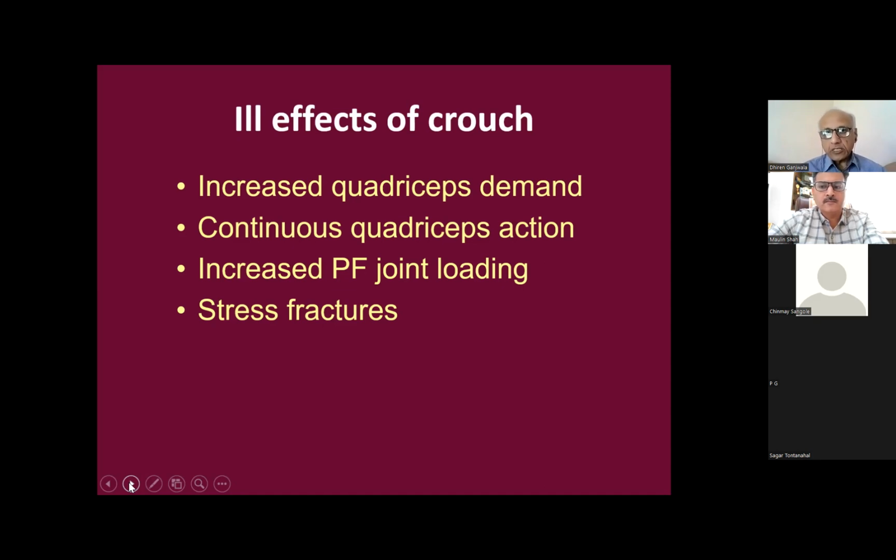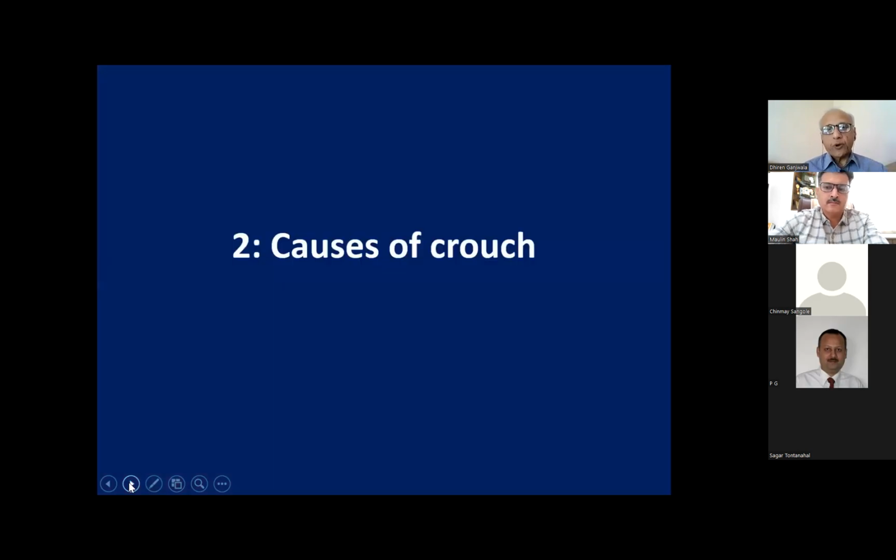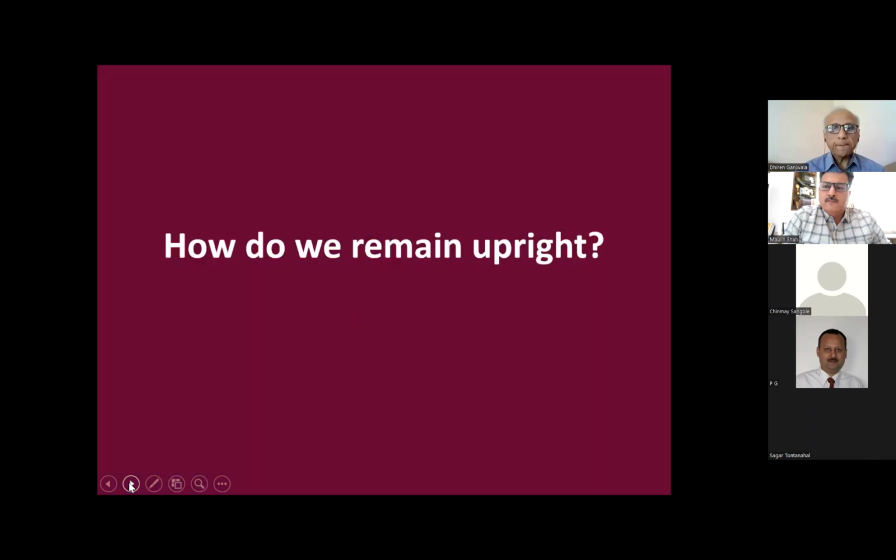Now, once we understand these reasons, we come to the second point. This is very important for management, because to manage any problem, first of all, we need to identify what the causes are which lead to crouch gait.